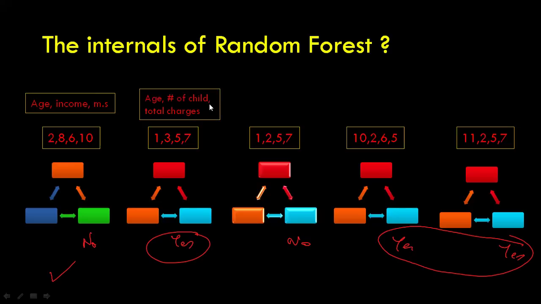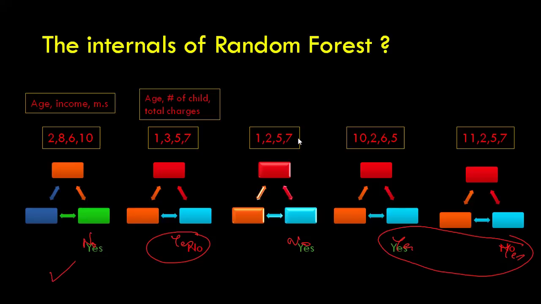And similarly, here also it randomly subsetted the features, but there can be an overlap. So in this decision tree, age is a feature used, but the same feature may be used in other classifiers also. Along with that, you can see some other features, like the number of children and total children, which are not there here. The same thing is applicable when it comes to the data.